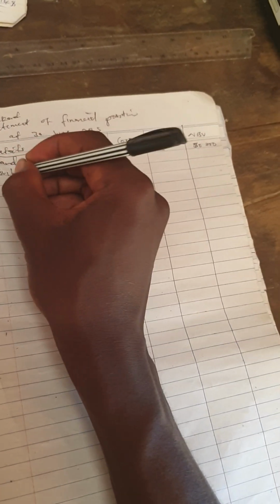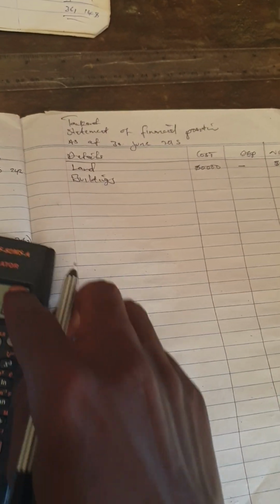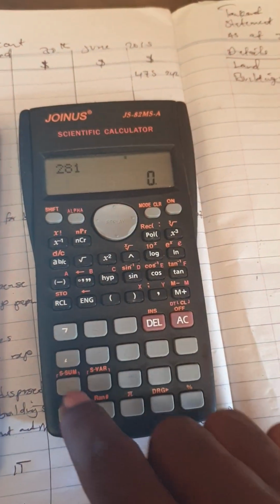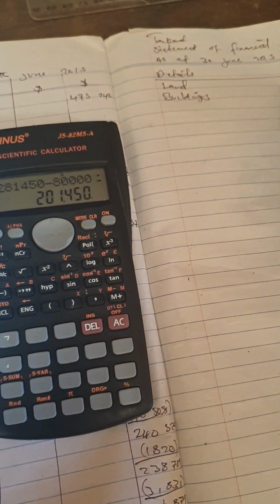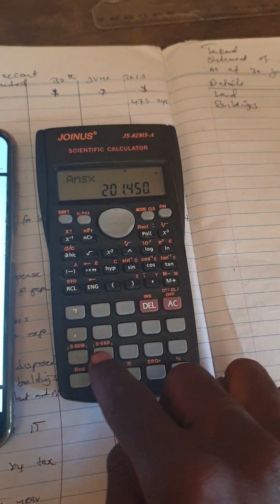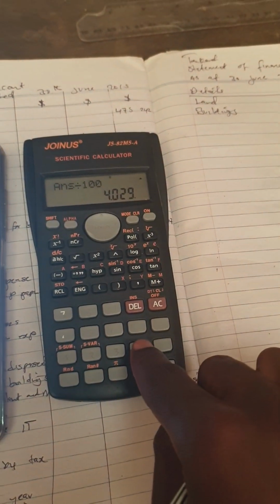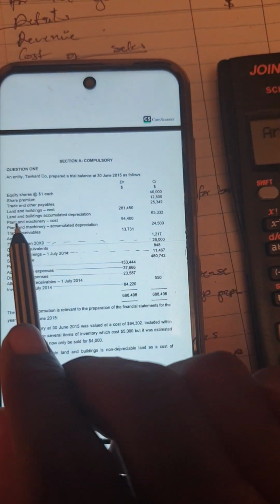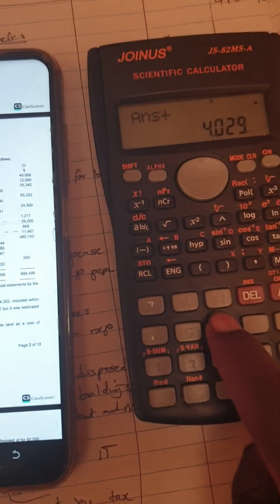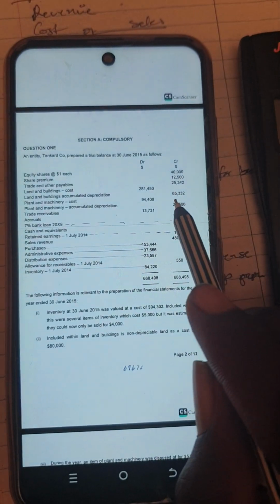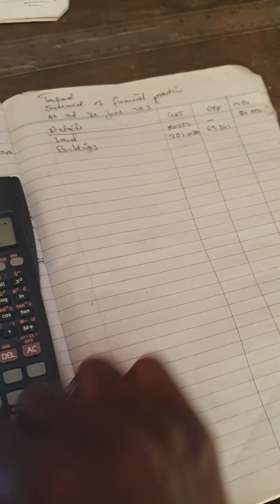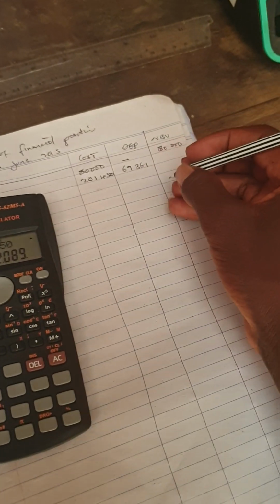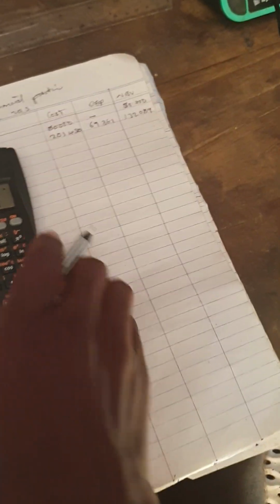Then coming down to buildings, we said land and buildings themselves were 281,450 minus 80,000 for land. So for buildings, it's going to remain with 201,450, and the depreciation, we said 2% of that, so it was 4,029 plus the accumulated depreciation of buildings, which is 65,332. This gives us 69,361. When you subtract this from 201,450, we have 132,089 here. That was for buildings.